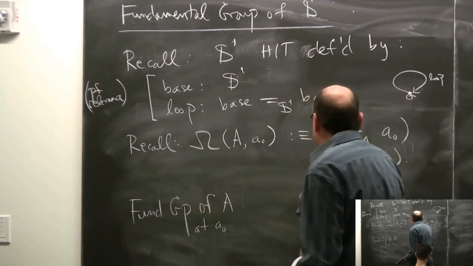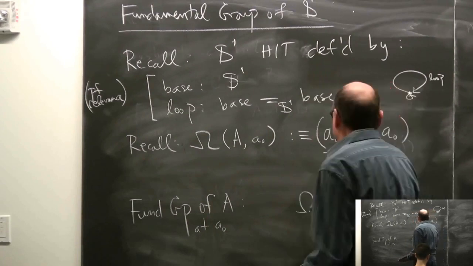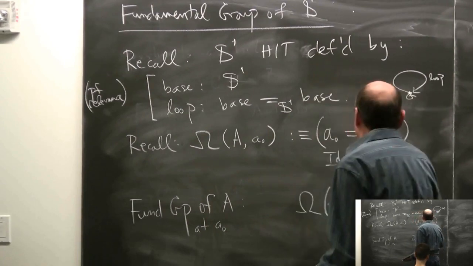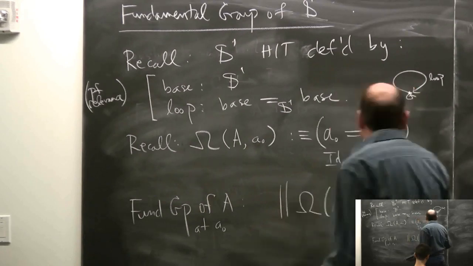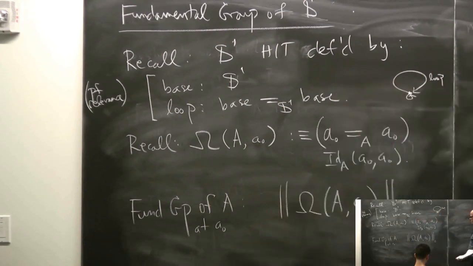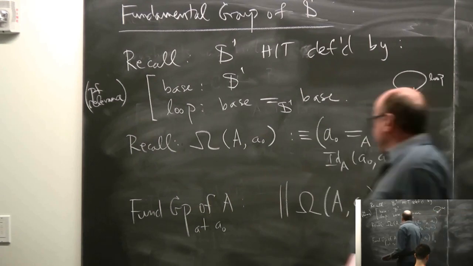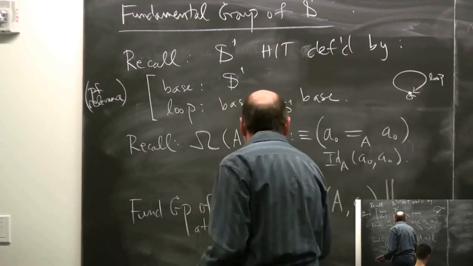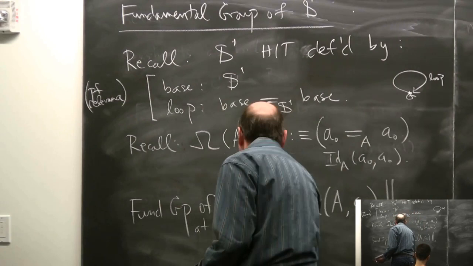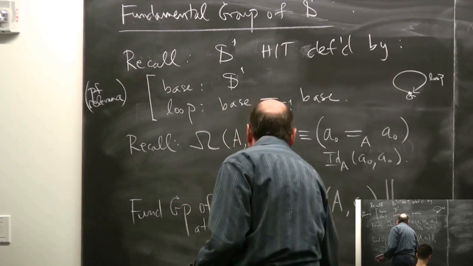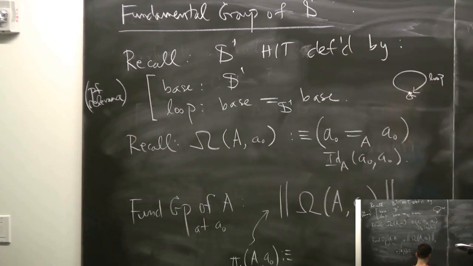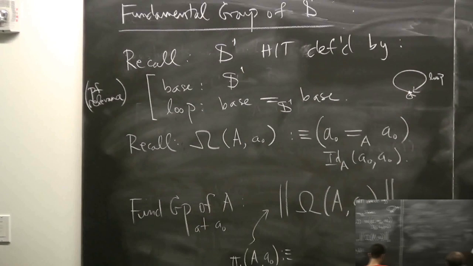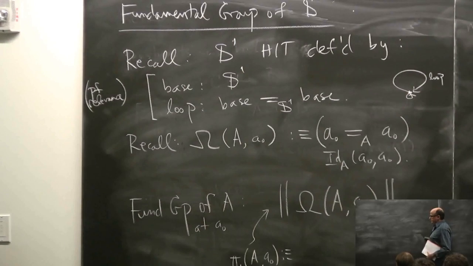it's written like this. You take the loop space of A at A naught, and then you form its zero truncation. And this thing is called, by definition, pi 1 of A naught, the thing that I've written there, the zero truncation, okay, of the loop space.